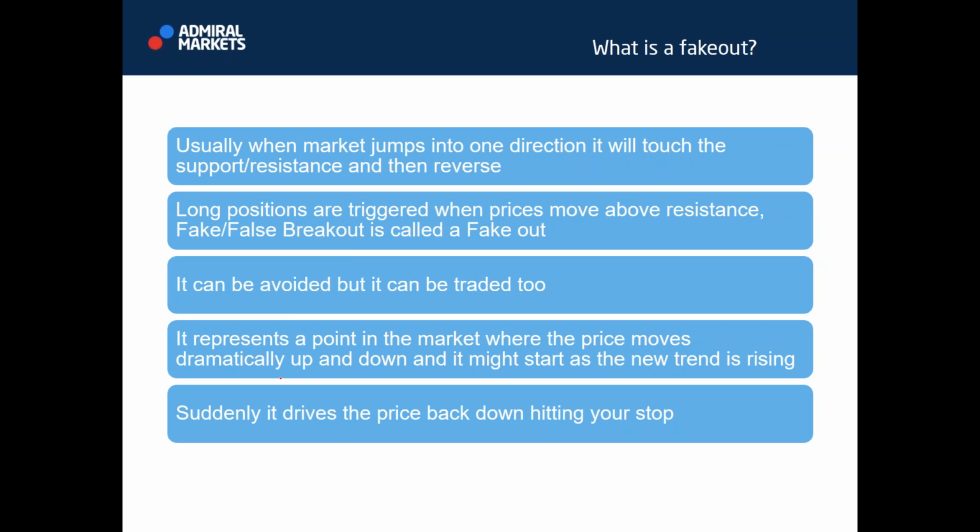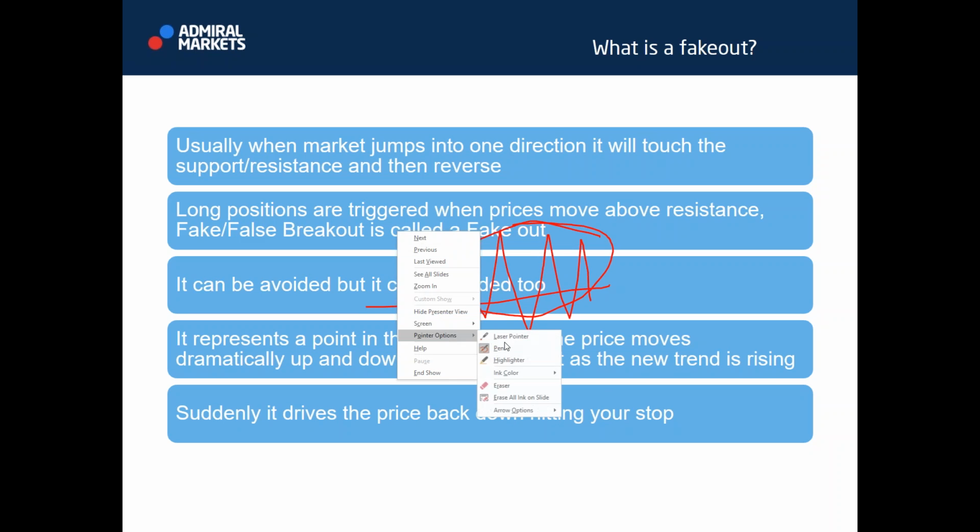A fakeout can be avoided, but it can be traded too. Okay, that is also important to say. Now, a fakeout represents a point in the market where the price moves dramatically up and down, and it might start as a new trend rising. You will probably see this on your chart, and every single whipsaw is a false breakout of this level, and you cannot trade every single one. There are some filters, time filters, where you can actually take a fakeout trade. Suddenly it will drive the price back down, hitting your stop, so there is nothing you can do to avoid the loss.